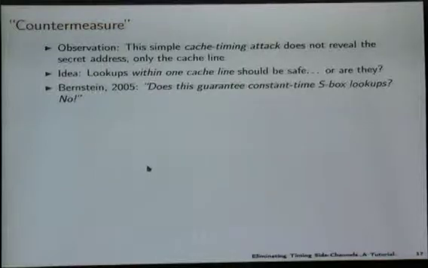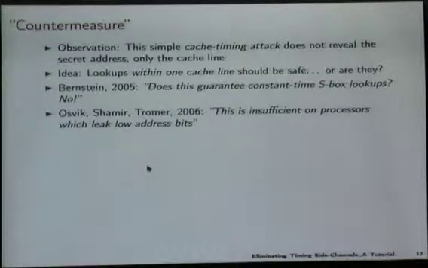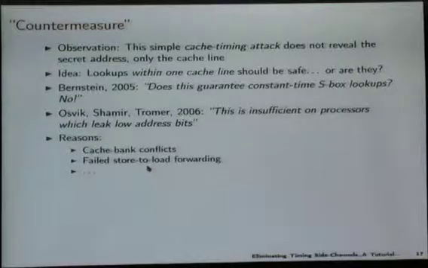Pretty much in parallel, a bit unclear how the history goes there, there was a paper by Osvik, Shamir, and Tromer, the one that I mentioned before, the one with the 65 milliseconds. And that paper also looked at countermeasures. And they also looked at this countermeasure. And they said that this is insufficient on processors which leak low address bits. And both papers also explain some reasons why the processor may leak those low address bits.